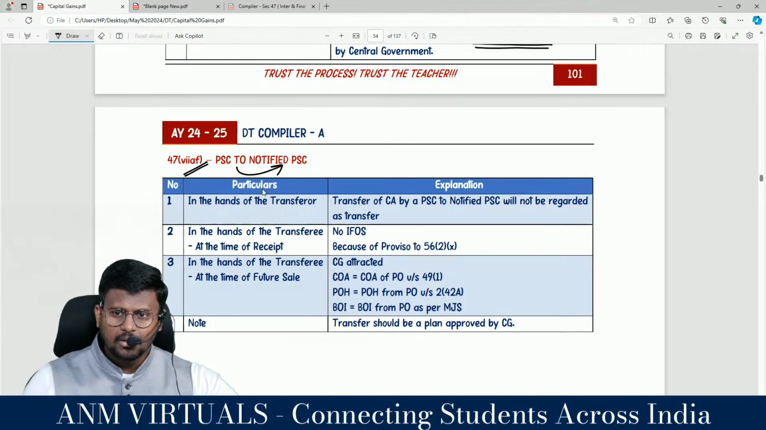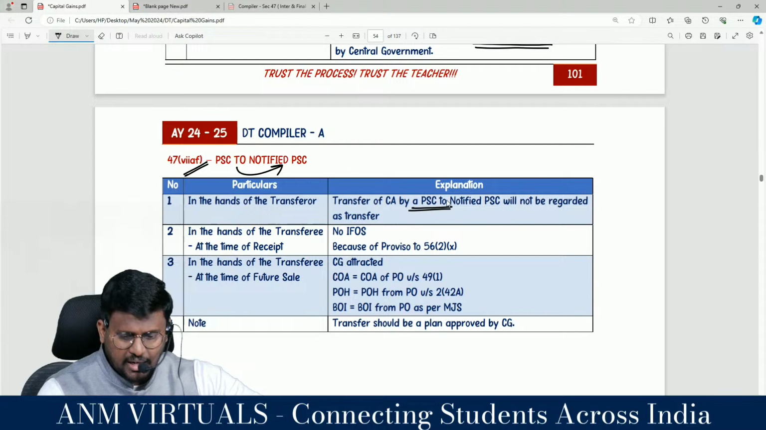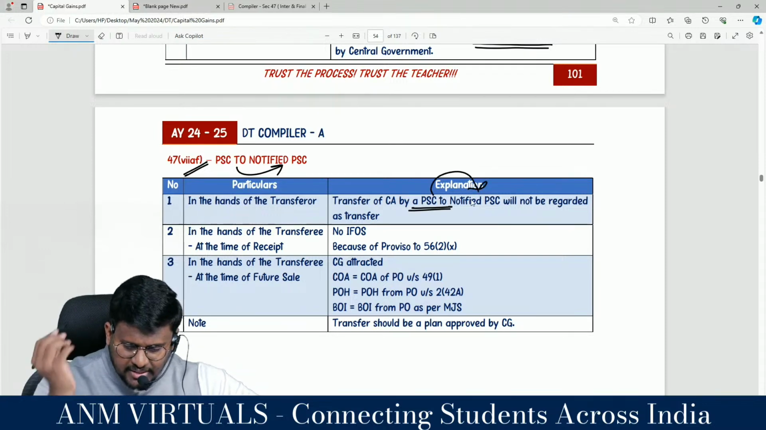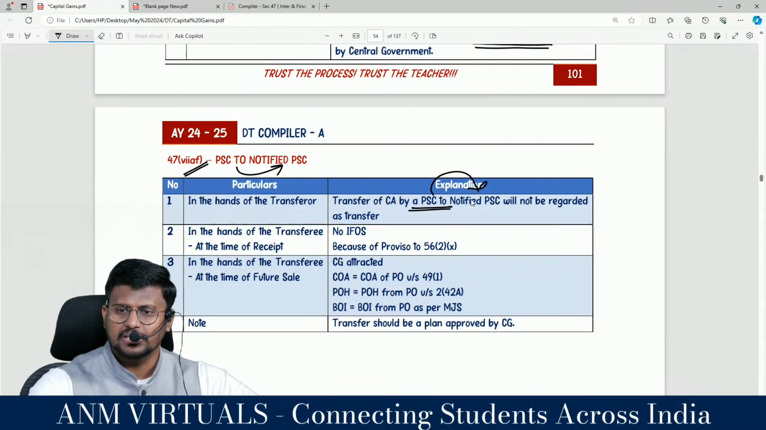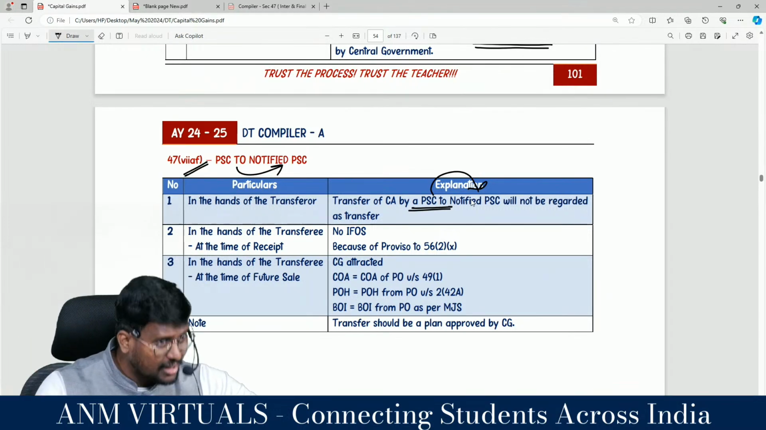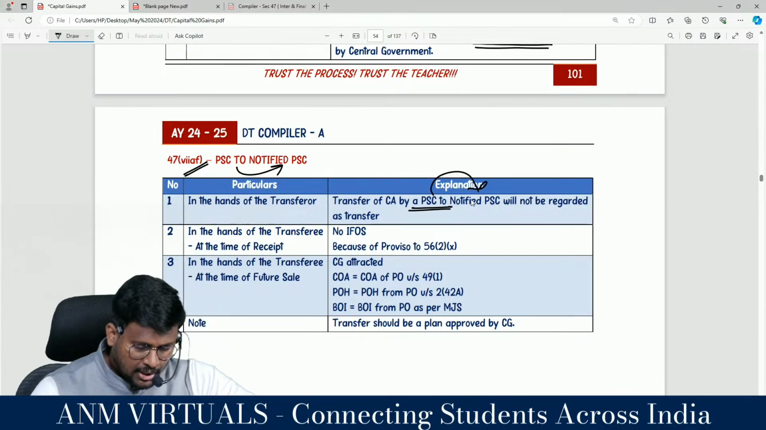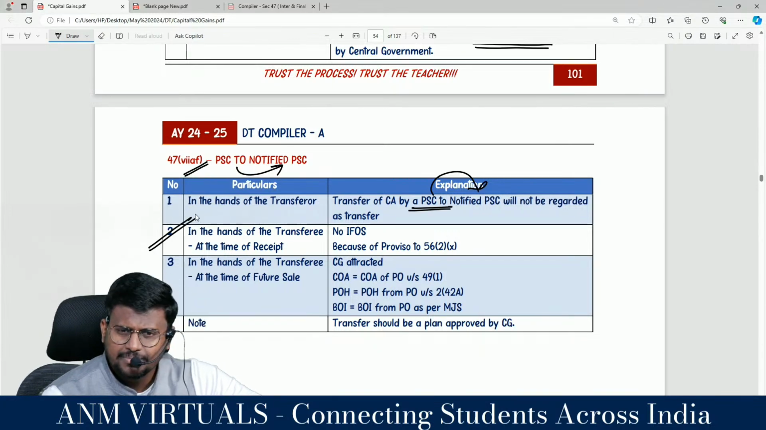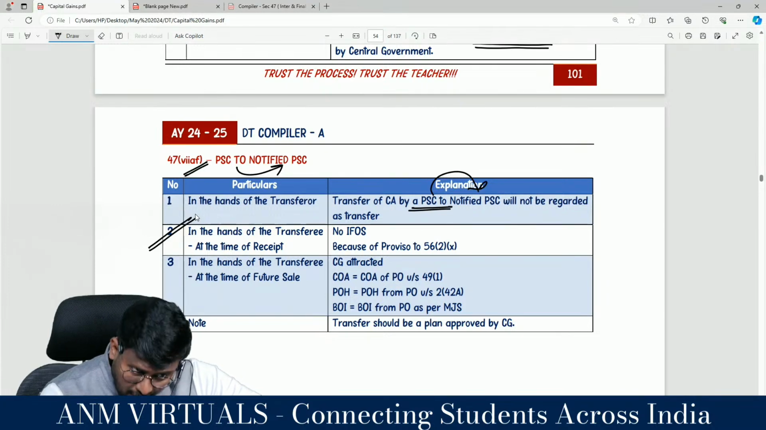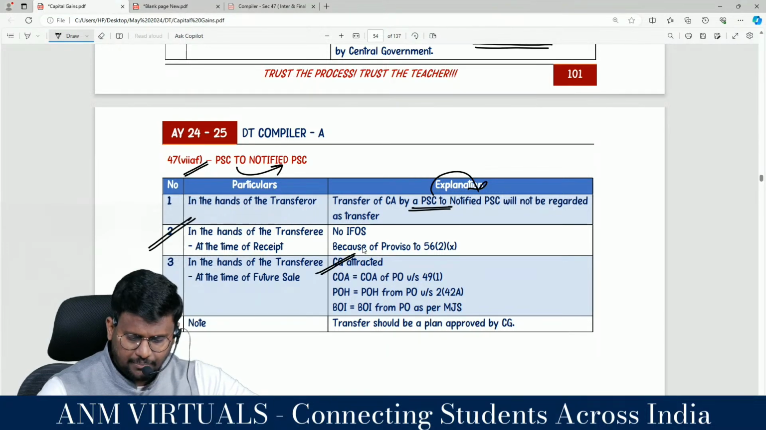So transfer of capital asset by a public sector company to a notified public sector company will not be regarded as transfer. But in the hands of the recipient, who is that? The notified public sector company. IFS has to pay because of proviso 56 subsection 2, and on a future return, gain is attracted.